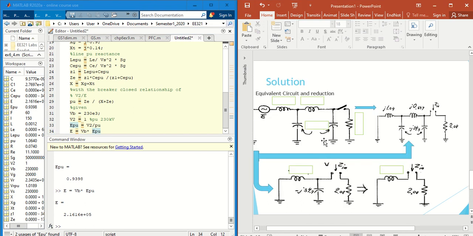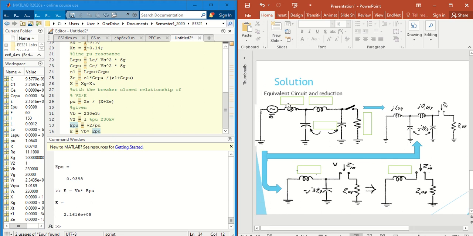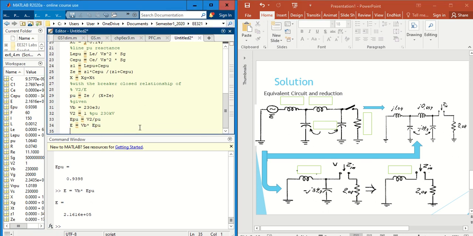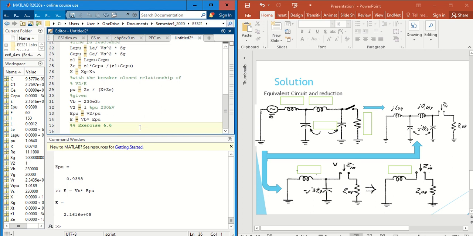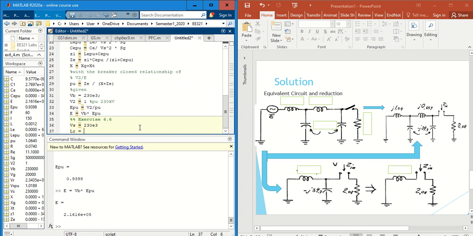So let's start off with A. So the first thing that we have to do here again is to define our circuit. Okay. So the first circuit that we are going to draw will look something like this. We already had this. This is generator, transformer, the line model, and this is the load. So let's start computing. So we're going to say exercise 6.6. So again, Vs is given. Vs is equal to 230 exponent 3. Load resistor LR is equal to 220.